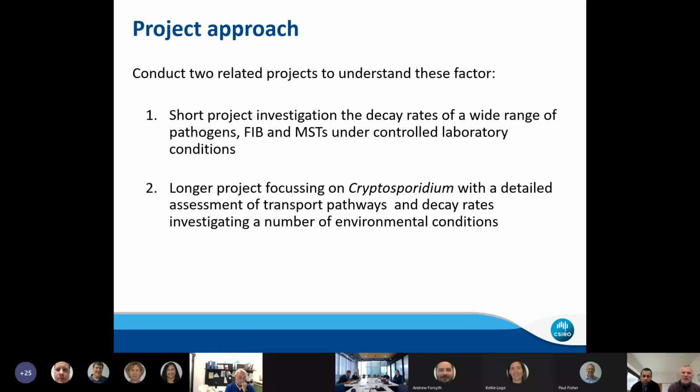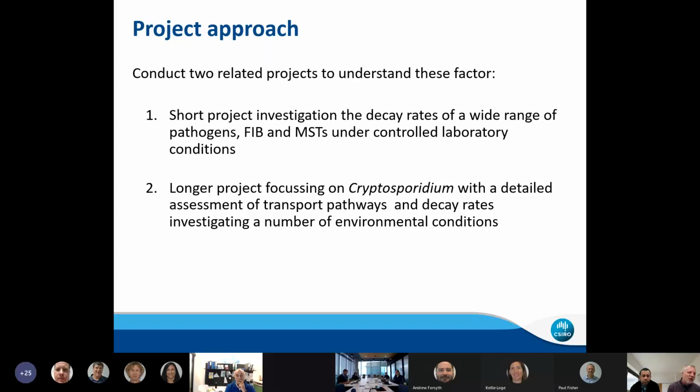Those indicators, the FIBs, which are the fecal indicator bacteria, mostly E. coli and enterococci, and a range of microbial source tracking organisms. The microbial source tracking organisms are those that are specific to certain animals only. And so if we pick up a specific microbial source tracker, we can say it's come from humans or it's come from cows.